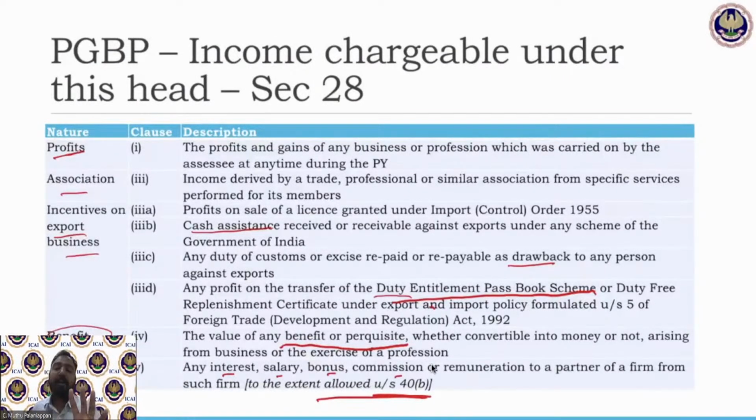So for examination purpose, please remember any duty given back to you by the government for the purpose of export is basically treated as an income. So that's what it is about.